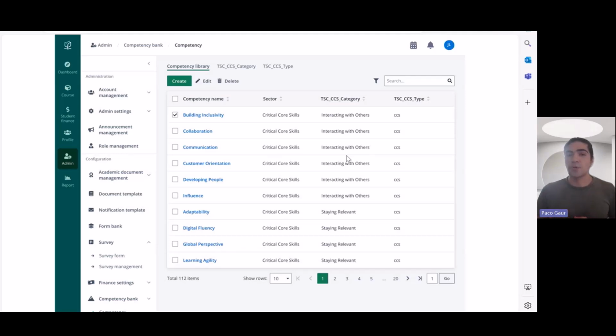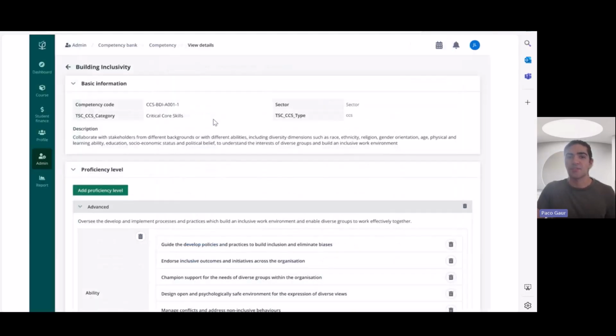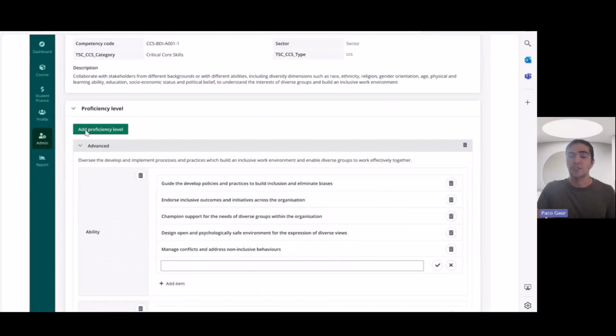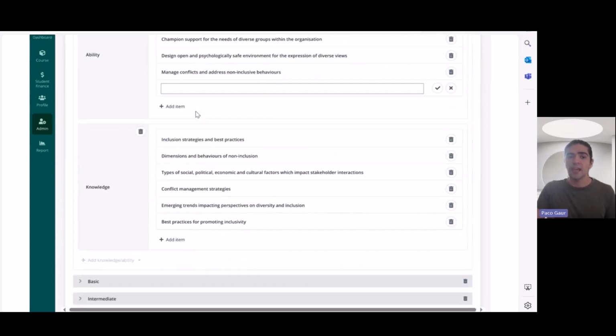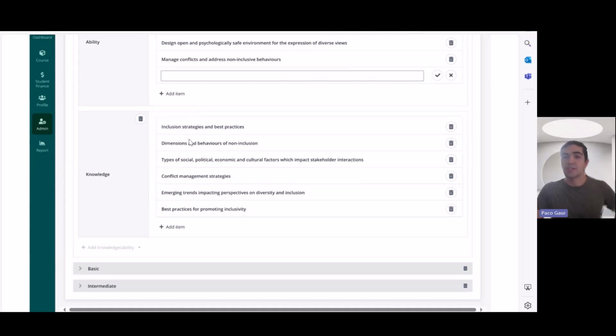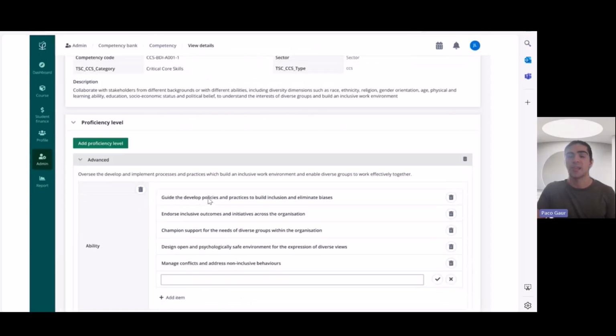He can create this inventory based on templates that can directly be imported from frameworks such as SSG. He can also modify these competencies and add additional metadata to them. For example, we have building inclusivity. This would be a leadership competency. He can specify exactly what the different proficiency levels available for this competency are and what would be required to attain those different proficiency levels. So in this case, we have basic, intermediate, and advanced.